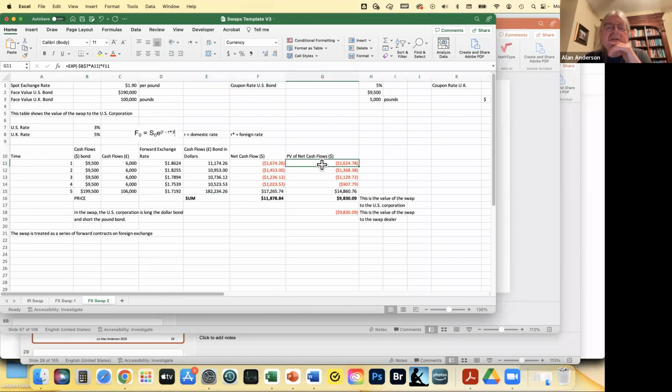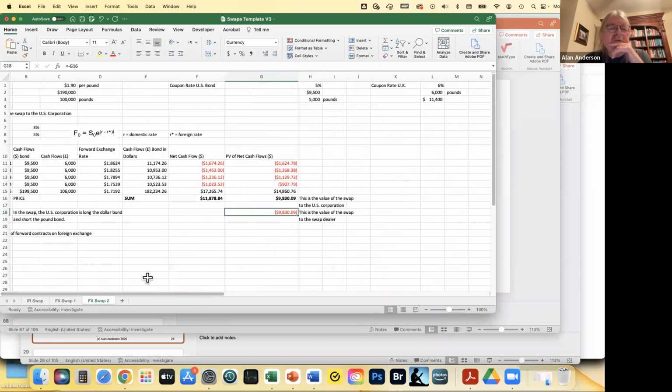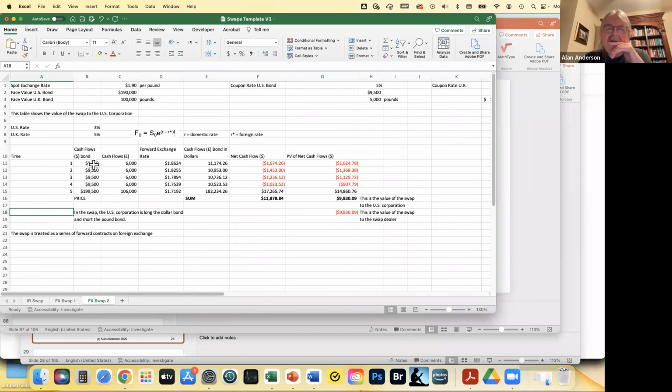Now here, we're calculating the present values of these dollar cash flows using the US rate of interest. And so when you add them up, you see a number that you've seen before. This is the 9830.09. This is what belongs to the owner of the US bond, and this is the dealer's position. Okay, so it's a slightly different way of getting to the same results. It's still based on the logic that these cash flow values depend on the current spot exchange rate and the future interest rates between the two countries, but we're actually calculating it in a slightly different way, and yet we end up with the same results.